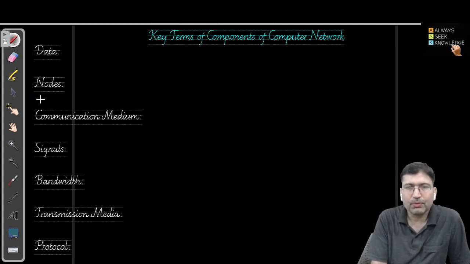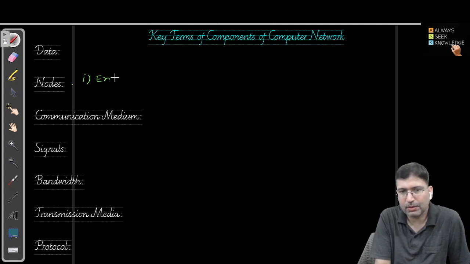Now there are different types of nodes. So I'm saying there are different types of nodes. So you can say end node, or you can say intermediate node.